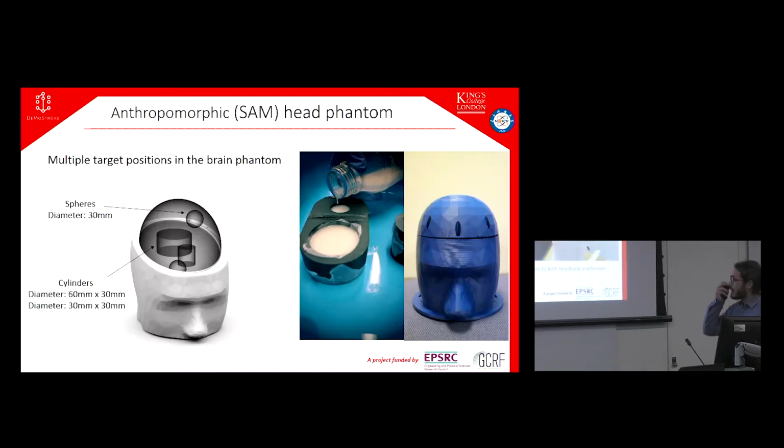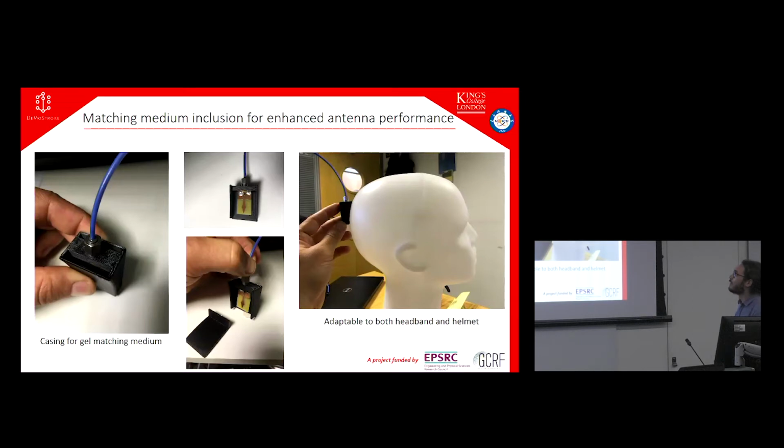So yeah, this is an idea of the matching medium inclusion for enhancing the antenna performance. So rather than submerging the antennas into a matching medium of glycerol 90%, we could actually make a phantom with the same properties and pour it inside these areas in the case. Once it's solidified, we remove the front part and we can adapt the whole casing with the antenna around a headband. So this is a different concept, having only one array of 8 antennas.